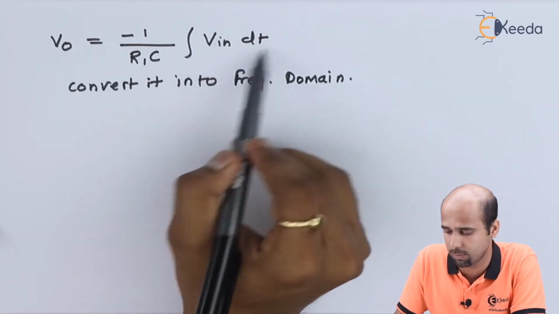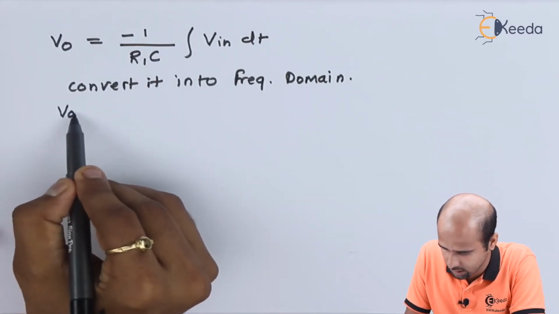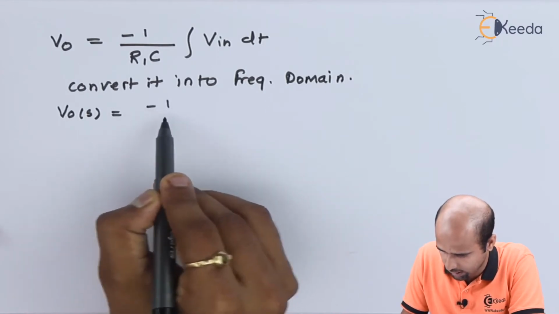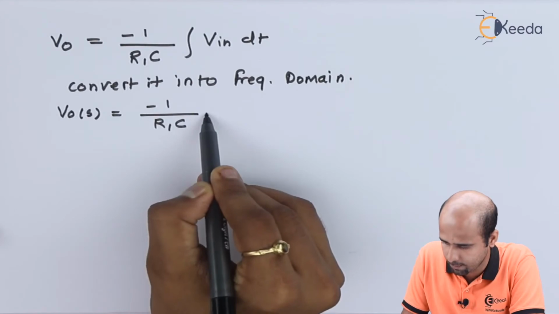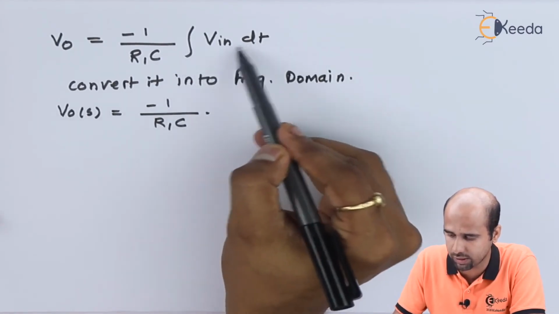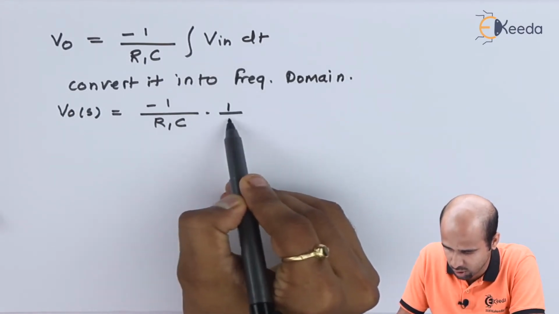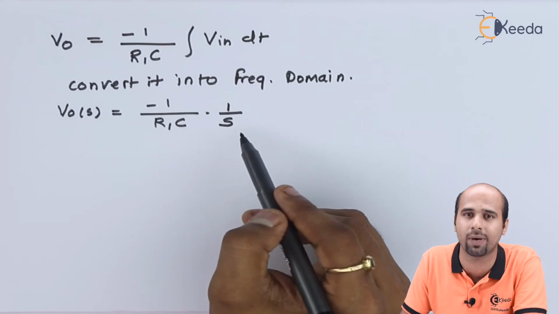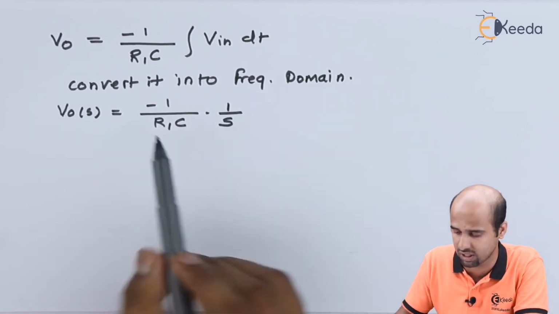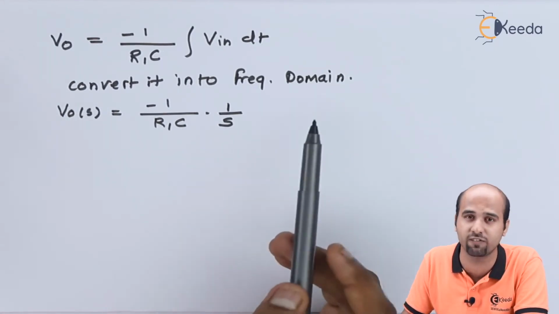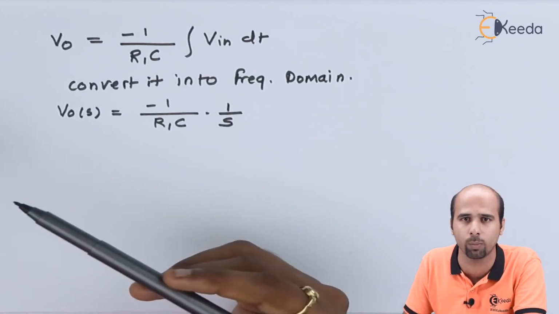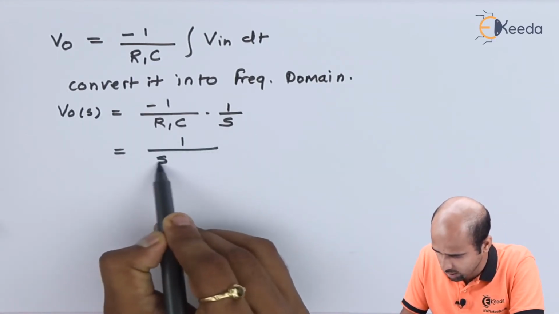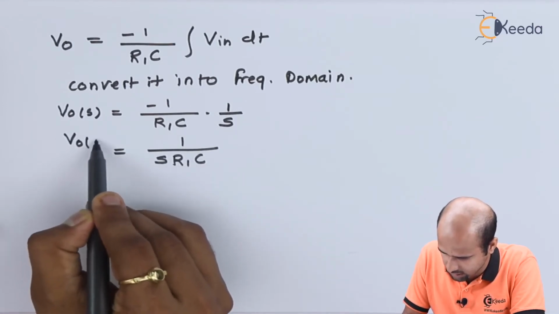Here I am converting this complete time domain equation into frequency domain. Then I will be getting VO, which is a function of S. Initially it was a function of time, equal to minus 1 upon R1 C multiplied by this particular thing. I will say that it's nothing but 1 upon S. If I have an integrator, then I will convert this into 1 upon S, that we all have learned in Laplace transformation, because Laplace transformation is nothing but conversion of time domain into frequency domain, or conversion of one form into another form, one domain into another domain. Then I realize that 1 upon S into R1C is nothing but your gain factor.